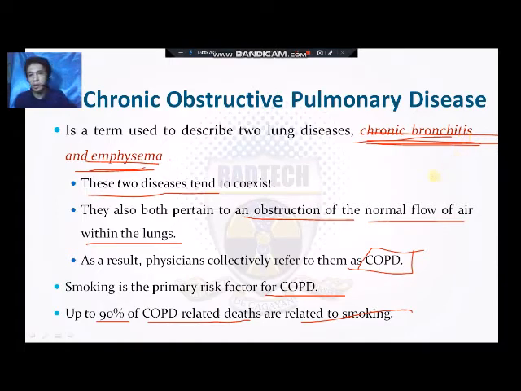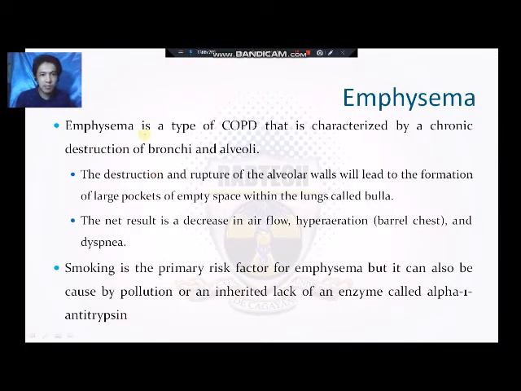Okay, so if the bronchus becomes inflamed, or maybe the alveoli of the lungs are also inflamed, they lose their elasticity. And because of the loss of elasticity, a lot of air stays within their area, within the alveolar sac or within the bronchus. Okay, so emphysema is a type of COPD that is characterized by chronic destruction of the bronchi and alveoli. So again, destruction of the bronchi and alveoli.